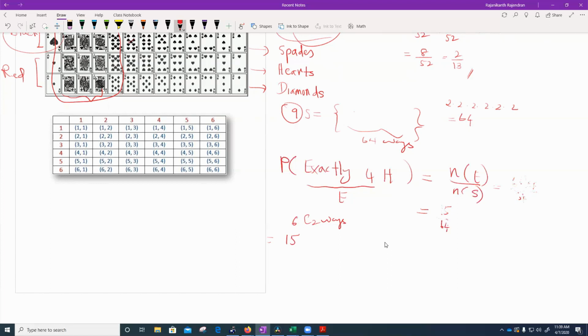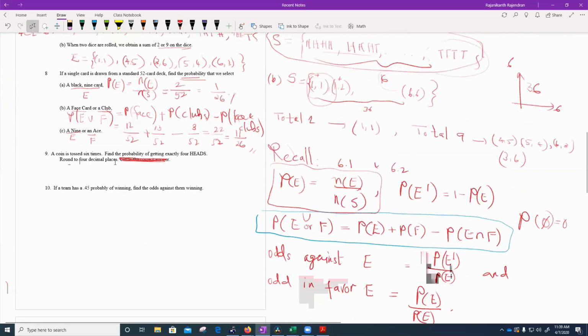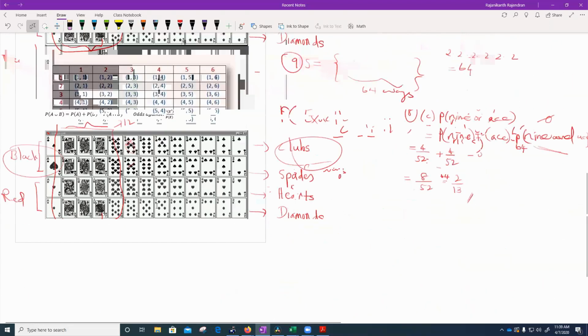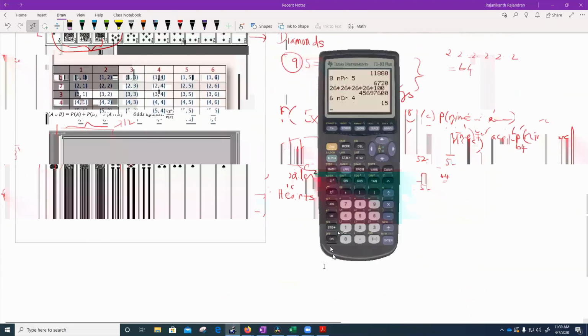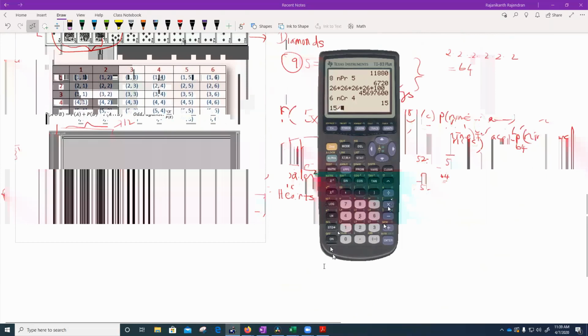So now take your calculator and simplify. Make it 4 decimal places. They're asking us to write in 4 decimal places. So 15 over 64. Let's see. 0.2344. Yeah, 0.2344, right? Yes.